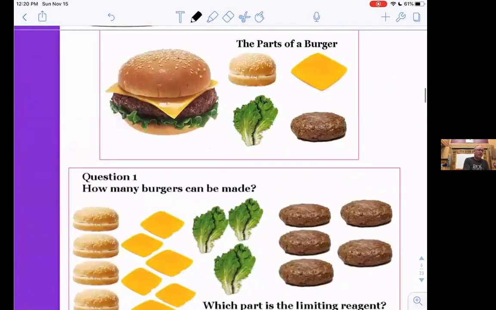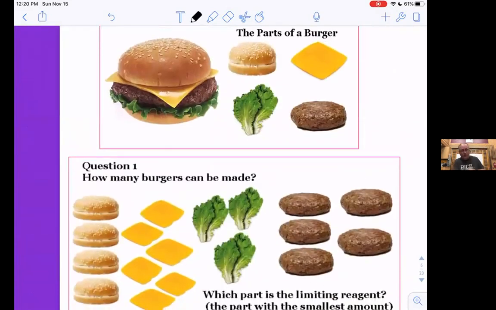You could do the same thing with hamburgers, and I actually like hamburgers more than s'mores. But anyway, if you look at what we're given here at the top, those are the parts that a burger needs. They need a top bun, a bottom bun, or a set of buns, a piece of cheese, a piece of lettuce, and the burger itself.